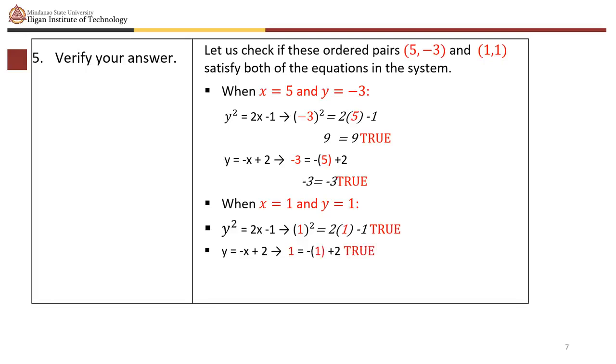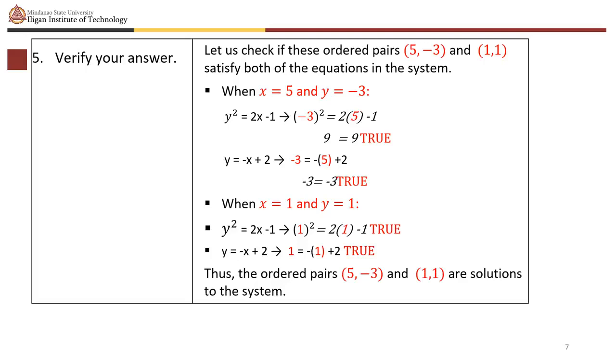We have y equals negative x plus 2. So again, y is substituted here. Then you have minus x plus 2. You have x here is 1, so minus 1 plus 2. Again, notice that this is also true. Meaning to say, the ordered pairs (5, negative 3) and (1, 1) are solutions to the system.